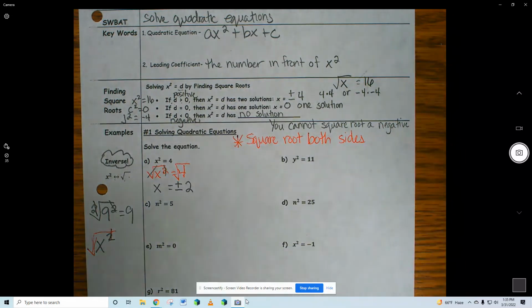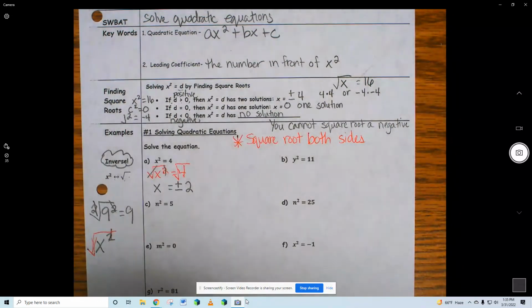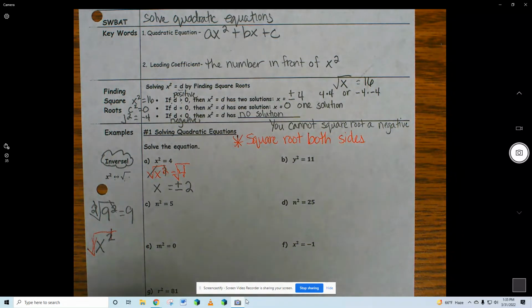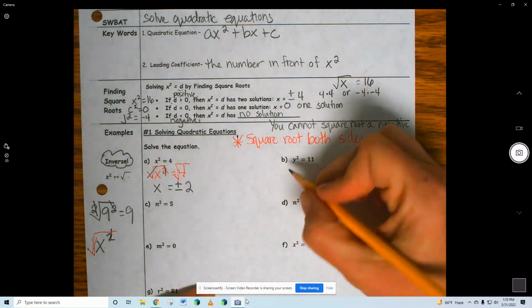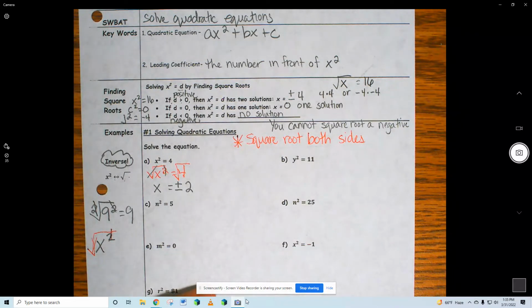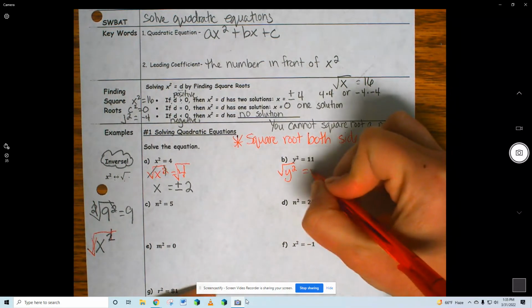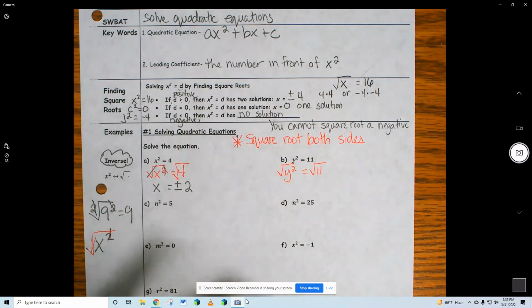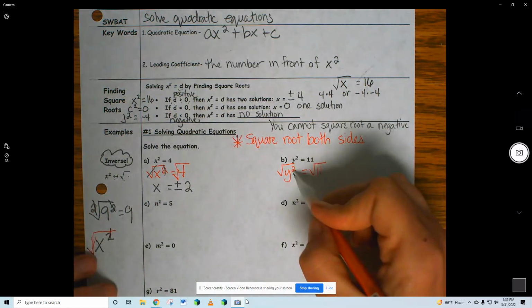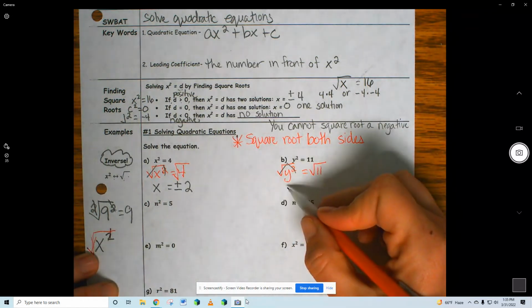Your only job for each of these problems is to get the variable alone, get rid of that little exponent of 2. You do that by square rooting both sides. All right, B. Square root both sides. Square root of y squared equals the square root of 11. The 2 and the square root cancel. Y is alone.